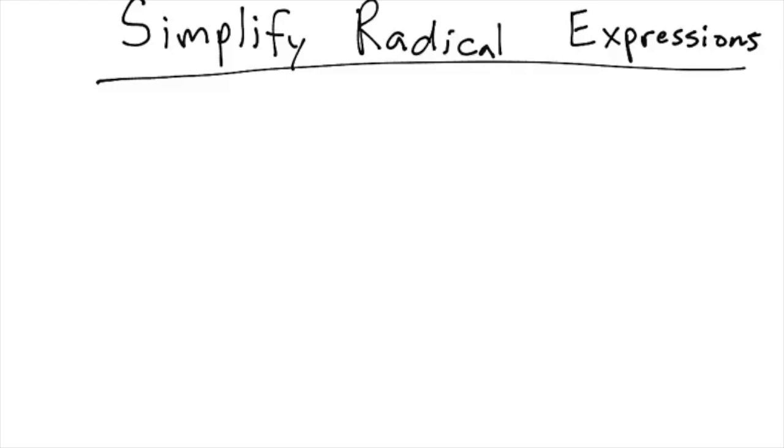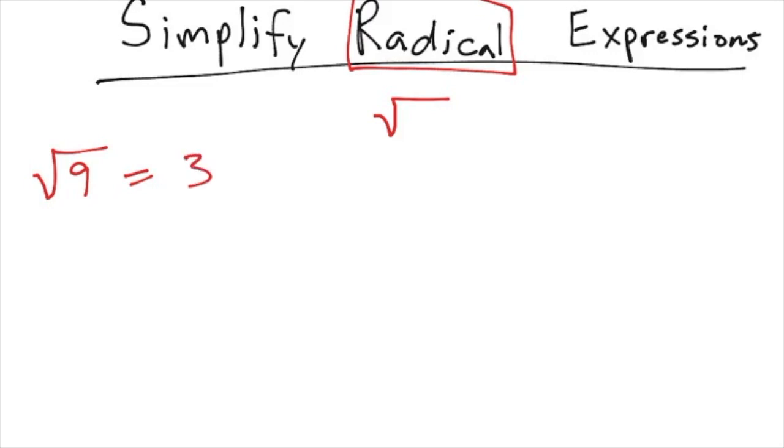Okay, today we're going to talk about how to simplify radical expressions. Radical expressions basically represent the problems that deal with the square root symbol. So we've seen problems like this before. Like if I gave you the square root of 9, you know the answer will be what? Just 3. The square root of 25 would be just 5, and so on and so forth.